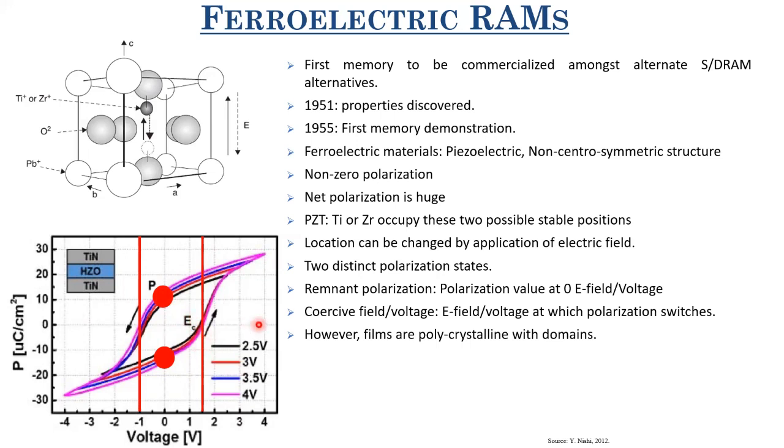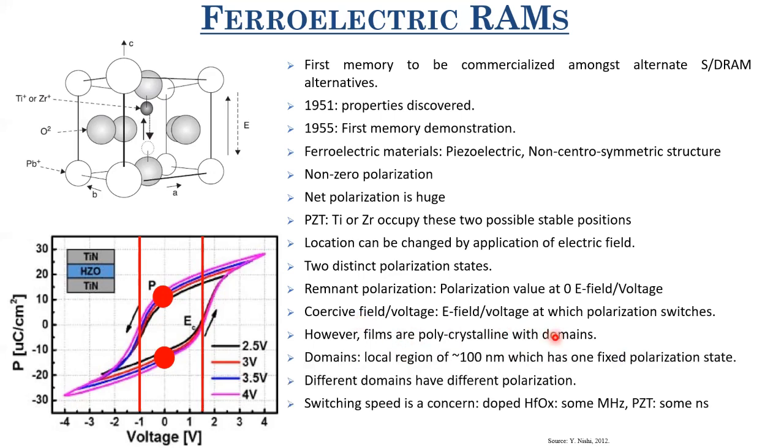And the best part about ferroelectric materials is that most of these ferroelectric films are polycrystalline with domains. Now, what is a polycrystalline material? You have single crystals separated by grain boundaries. Those single crystal regions are called domains here. So what exactly is a domain? A domain is a local range of about 100 nanometers, which has one fixed polarization state.